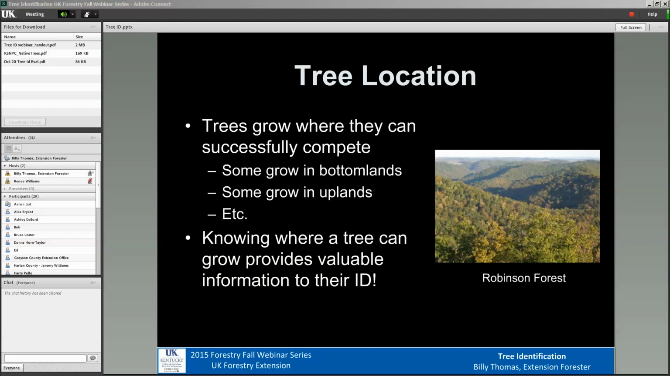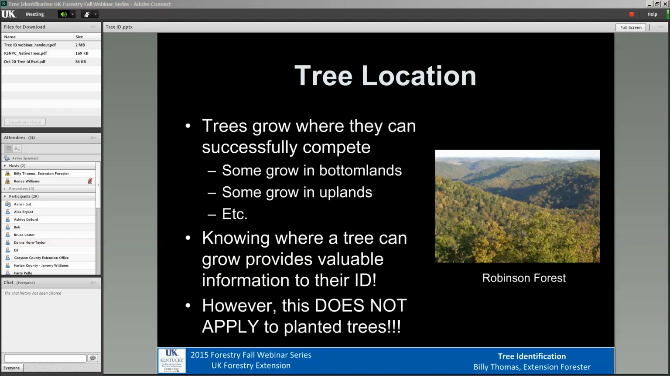But again, a warning about all of that is, it does not apply to planted trees. So as people, we can move trees wherever, we can plant them wherever, and unfortunately sometimes we bring trees from other countries or other areas, and they get planted here, and they can be successful, and hopefully they won't be problematic. But again, the identification and the location especially does not apply to planted trees.